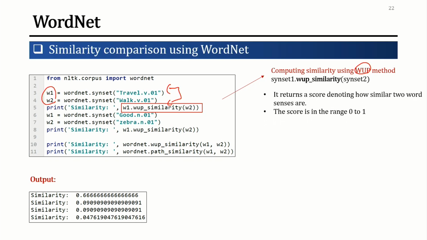So from here it returns a score telling us how similar the two synsets are, and the score is in the range 0 to 1. As you can see from these outputs, the score is 0.6 between the words travel and walk. And if you look at the nouns goat and zebra, the meanings of these two words seem far away from each other, right? So when we try to find the similarity between these, the score is not much. It's only 0.09.